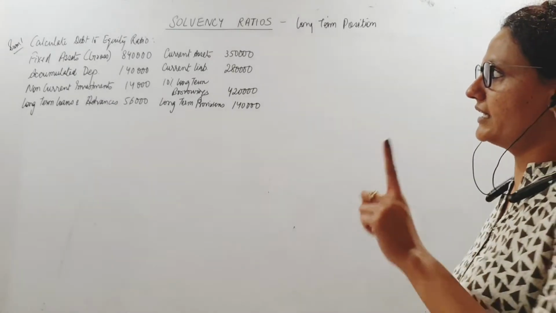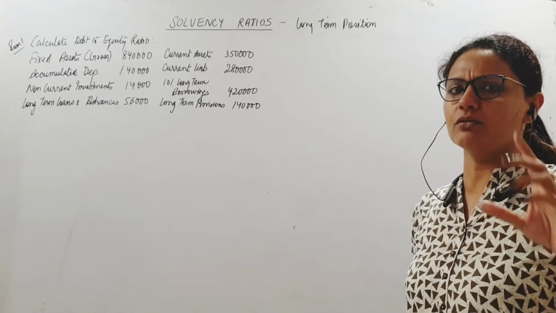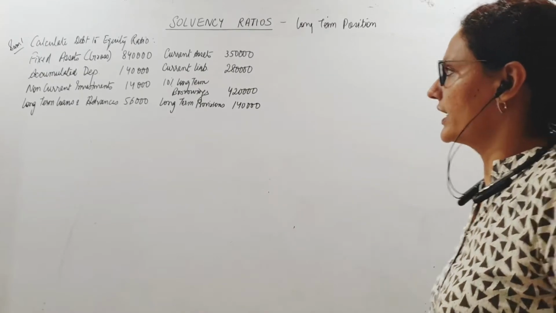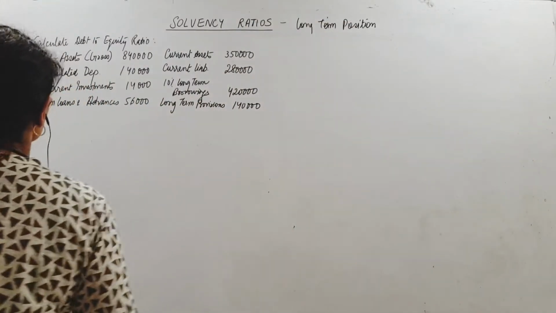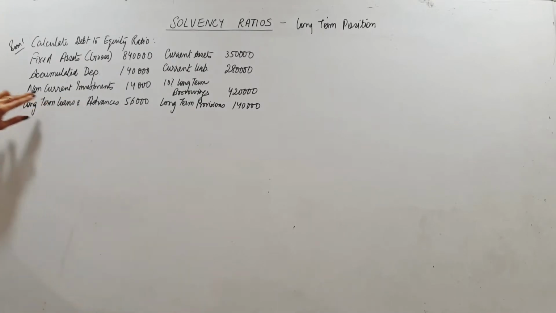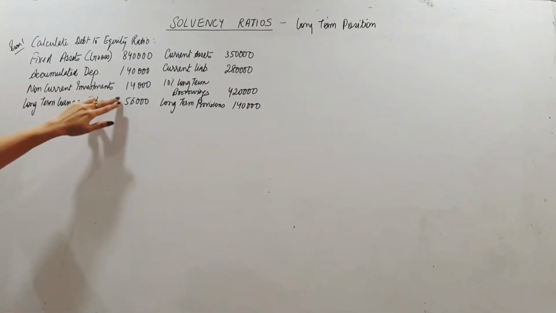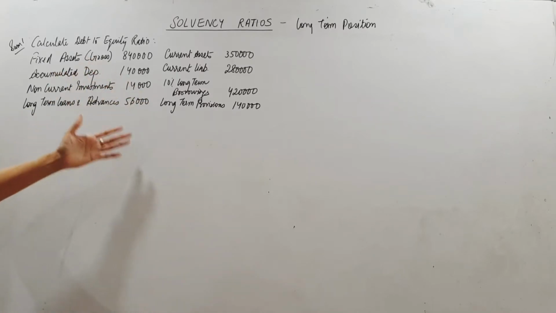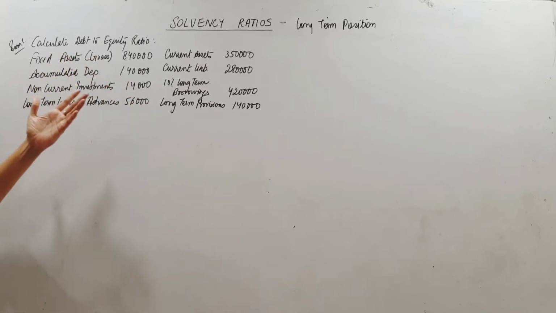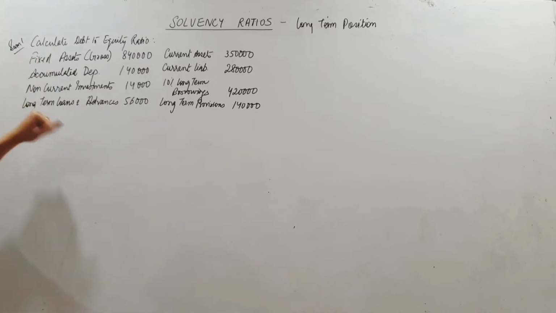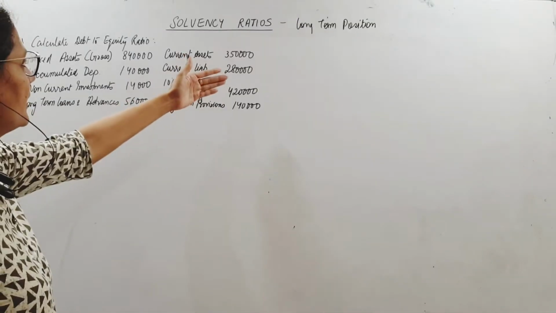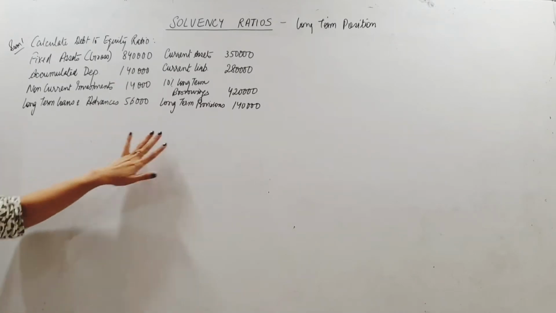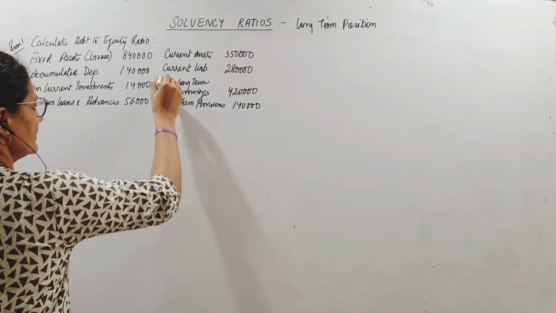The first ratio is debt to equity. So what all do I have to pick up? Long-term debt and equity, meaning shareholders funds. Okay, so now let us see. Non-current investments, long-term loans and advances. None of this is a part of shareholders funds. Fixed assets, no. Current assets, current liabilities, okay, and long-term borrowing and long-term provision. Yes, so this is something which comes, isn't it?